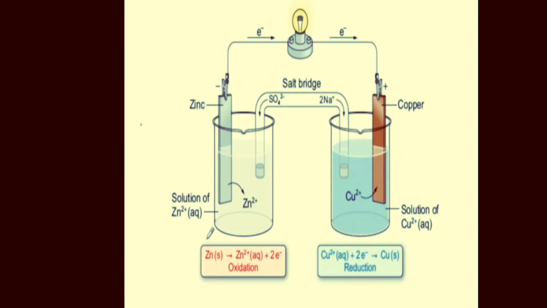Zinc has more oxidation power than copper. That's why zinc removes 2 electrons, and they will migrate towards the copper. And the copper, because copper has a deficiency of electrons, will accept 2 electrons, and reduction takes place at the cathode. But the charges on both are opposite to each other.